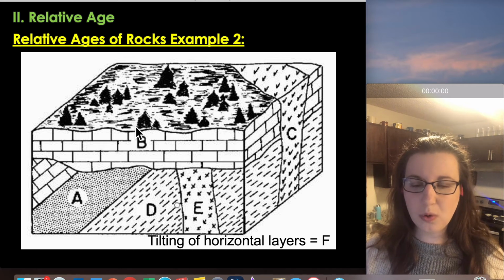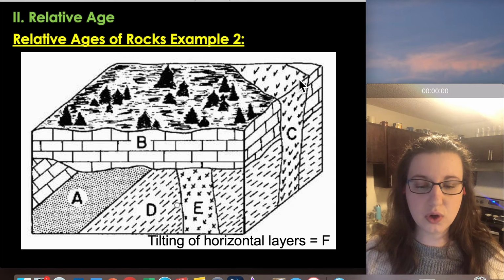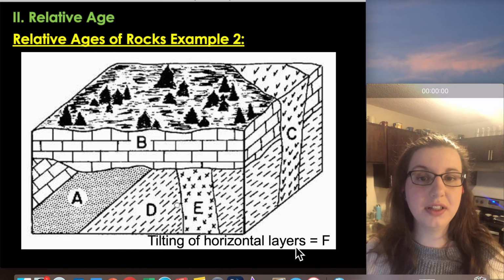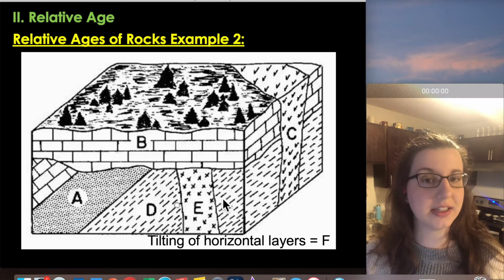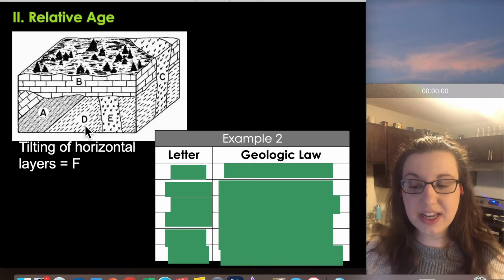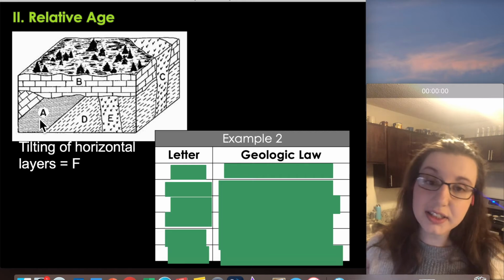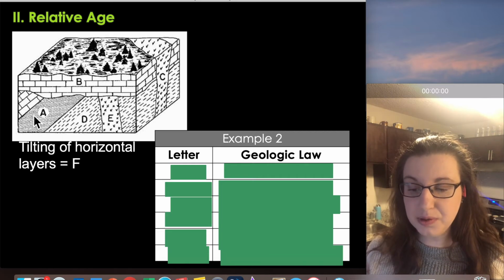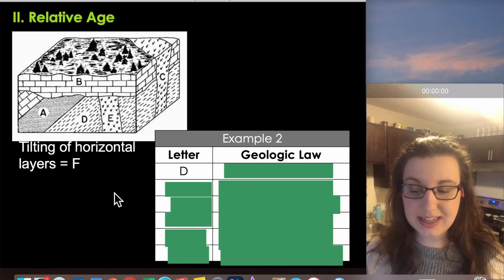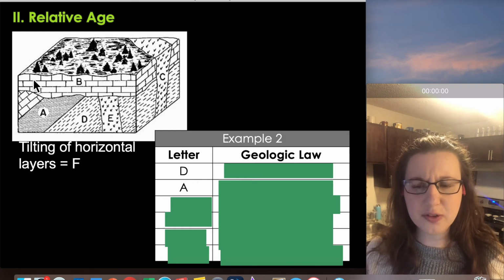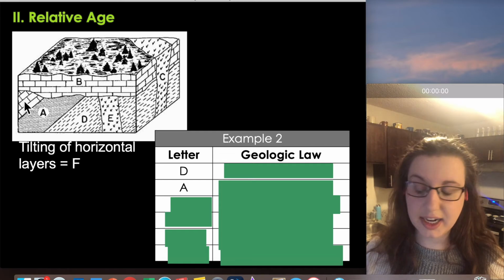This one looks a little bit wonkier because it has a couple of cross-cutting igneous intrusions and a tilting of horizontal layers. So original horizontality is coming into play in this one. We know definitely that D and A are on the bottom. They've been tilted, but D is the bottommost, and then we have A. So we know that it's definitely D and then A. And then we have over here a little bit of B. Then we have B on top here, this kind of brick-looking layer.